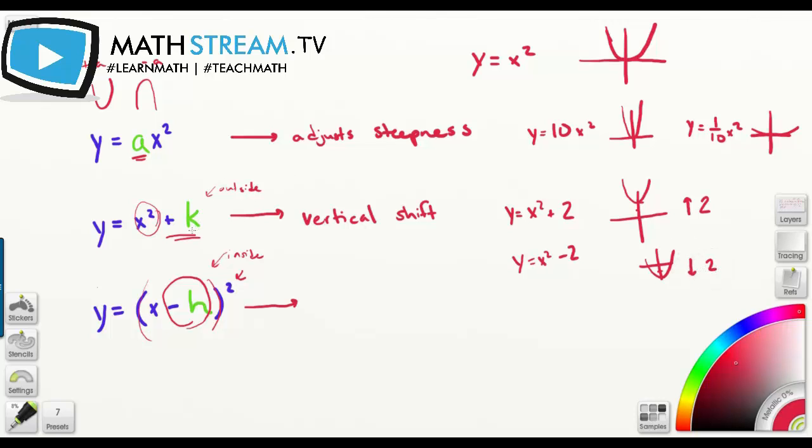So the letter k, or the number that we would add on the outside, adjusts our parabola by moving it up or down. And so I'll write that: up, down. Up is when it's positive, down is when it's negative. So it won't surprise you to find out that this last one, the h, is what we call a horizontal shift, and it moves our graph left and right.